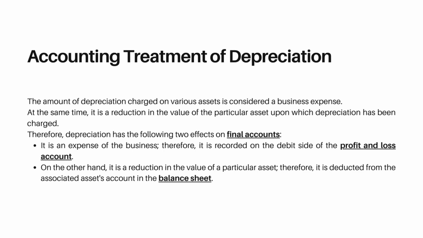Accounting treatment of depreciation. The amount of depreciation charged on various assets is considered a business expense. At the same time, it is a reduction in the value of the particular assets upon which depreciation has been charged. Therefore, depreciation has the following two effects on final accounts. First, it is an expense of the business, therefore it is recorded on the debit side of the profit and loss account. Second, it is a reduction in the value of a particular asset, therefore it is deducted from the associated asset account in the balance sheet.